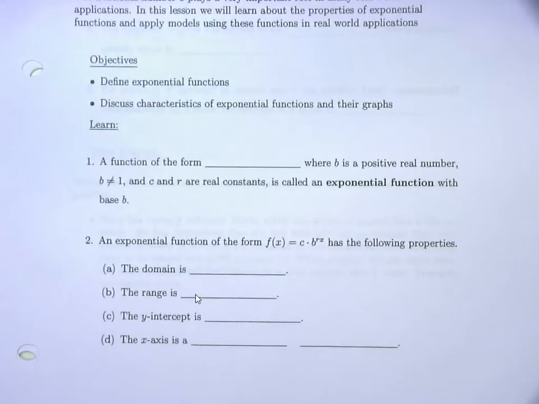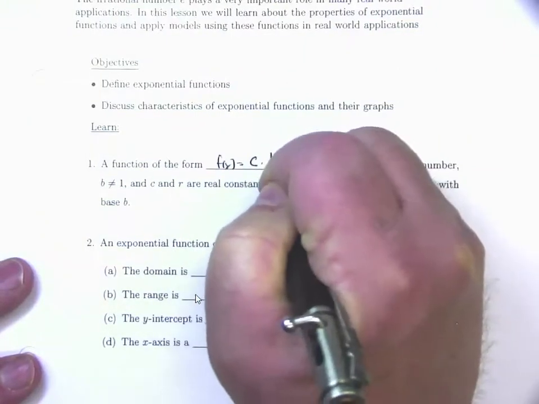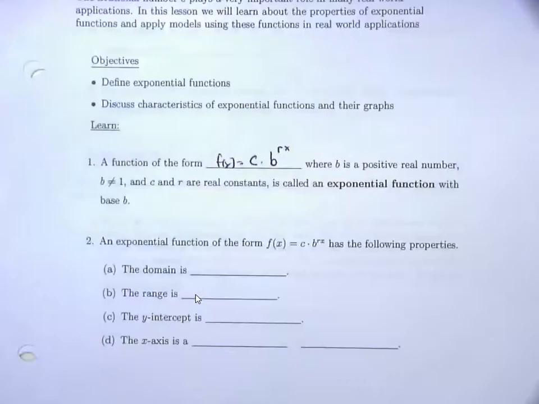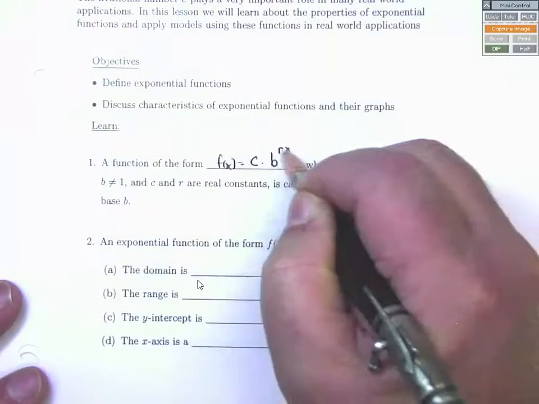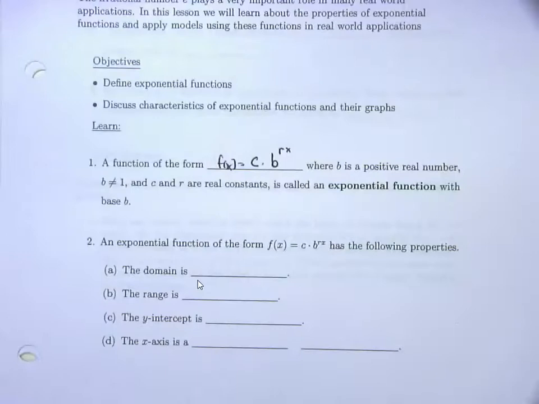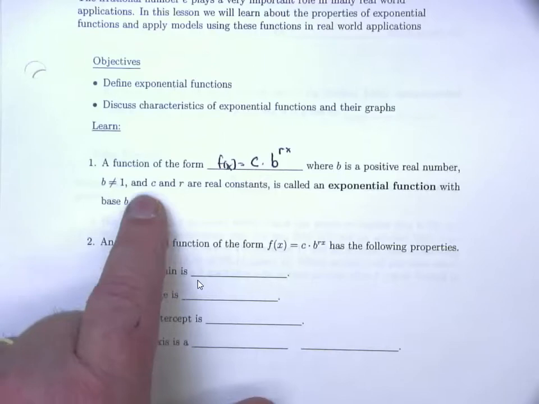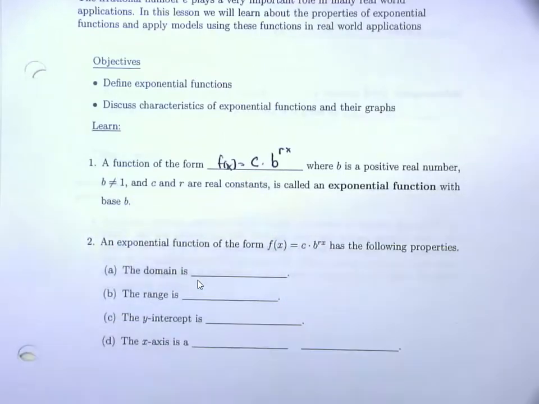Now, a function of the form f of x equals c times b raised to the rx. That's how the textbook writes this up. A function in the form f of x equals c times b raised to the rx, where x is your variable, in the exponent of some base b, where b has to be a positive real number. b is not equal to 1, because 1 to any power is not very exciting. To be an exponential function, you want a positive base. And c and r are real constants. This is called an exponential function.